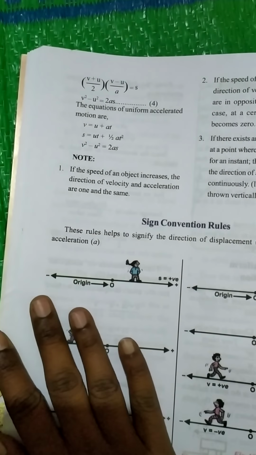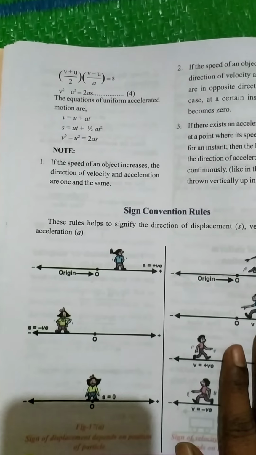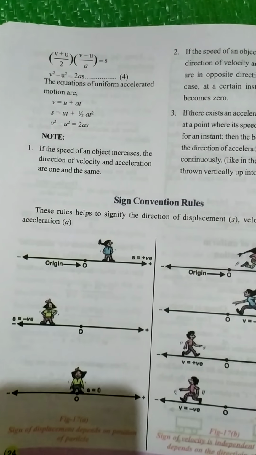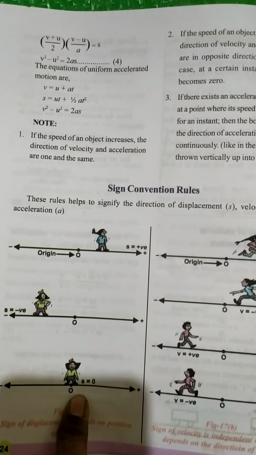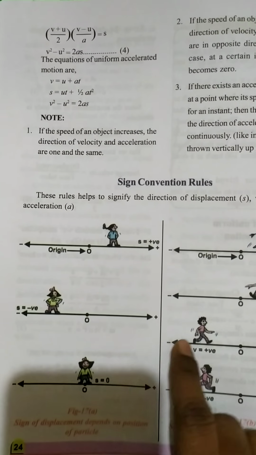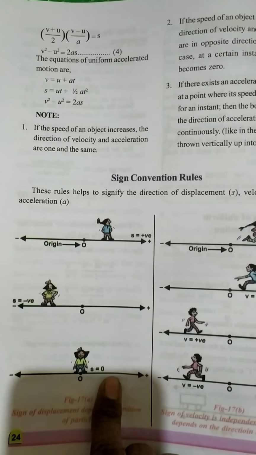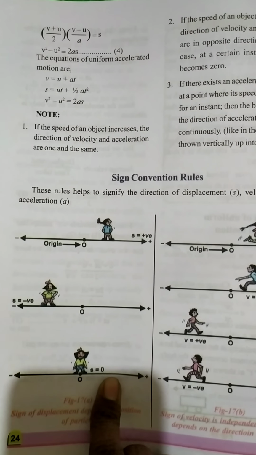Here the sign convention rules are also there. This is the positive direction, and here the negative direction. Wherever the origin is there, the displacement will be 0. If you move this side, that will be a positive direction. If you move this side, it will be a negative direction.